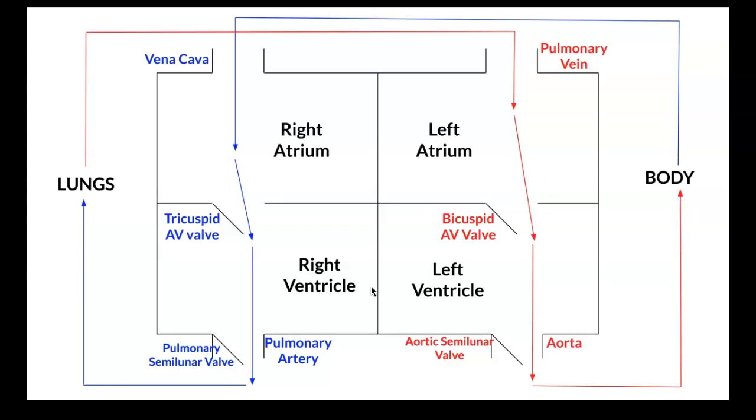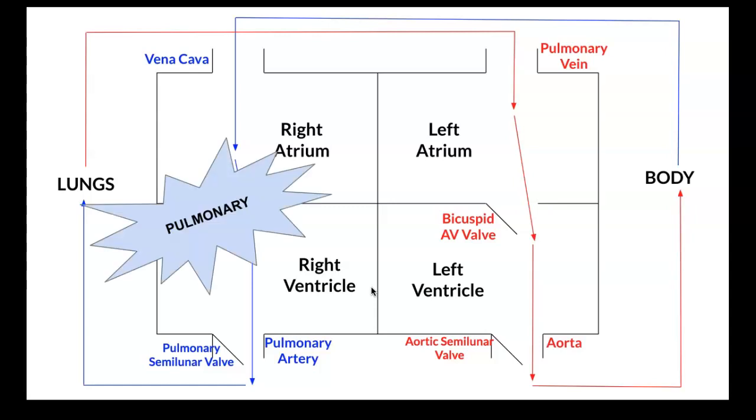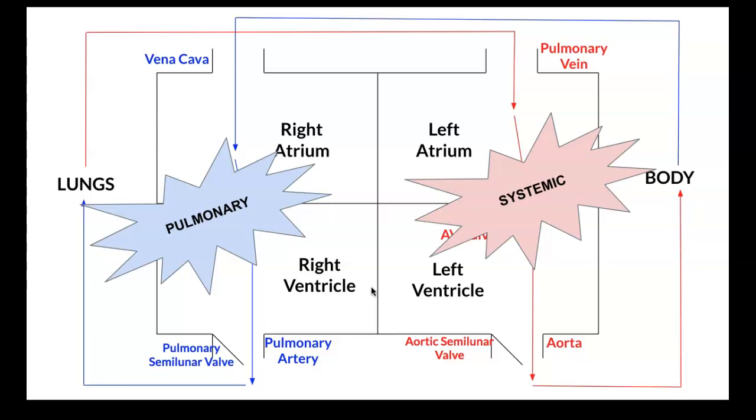So this is a little picture showing you guys the box diagram that we drew many days ago. So if I was going to put on the different circulation pathways, we would say that the pulmonary pathway is from the lungs and back, and the systemic is from the body and back.